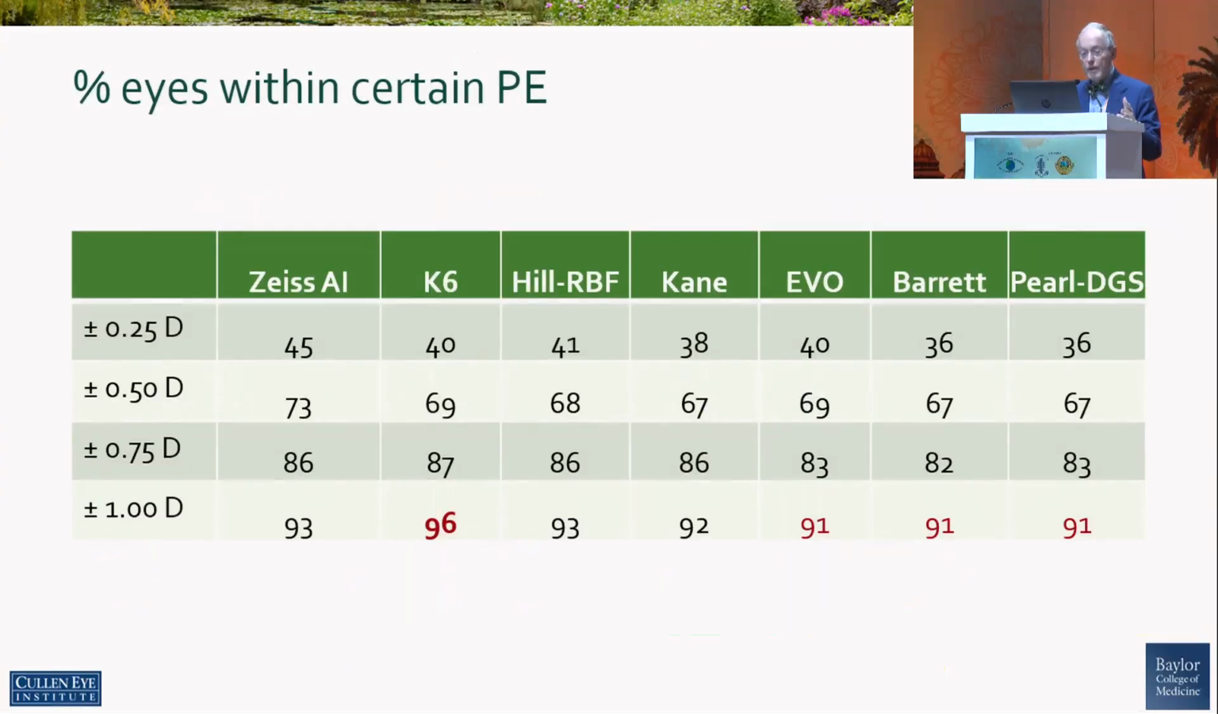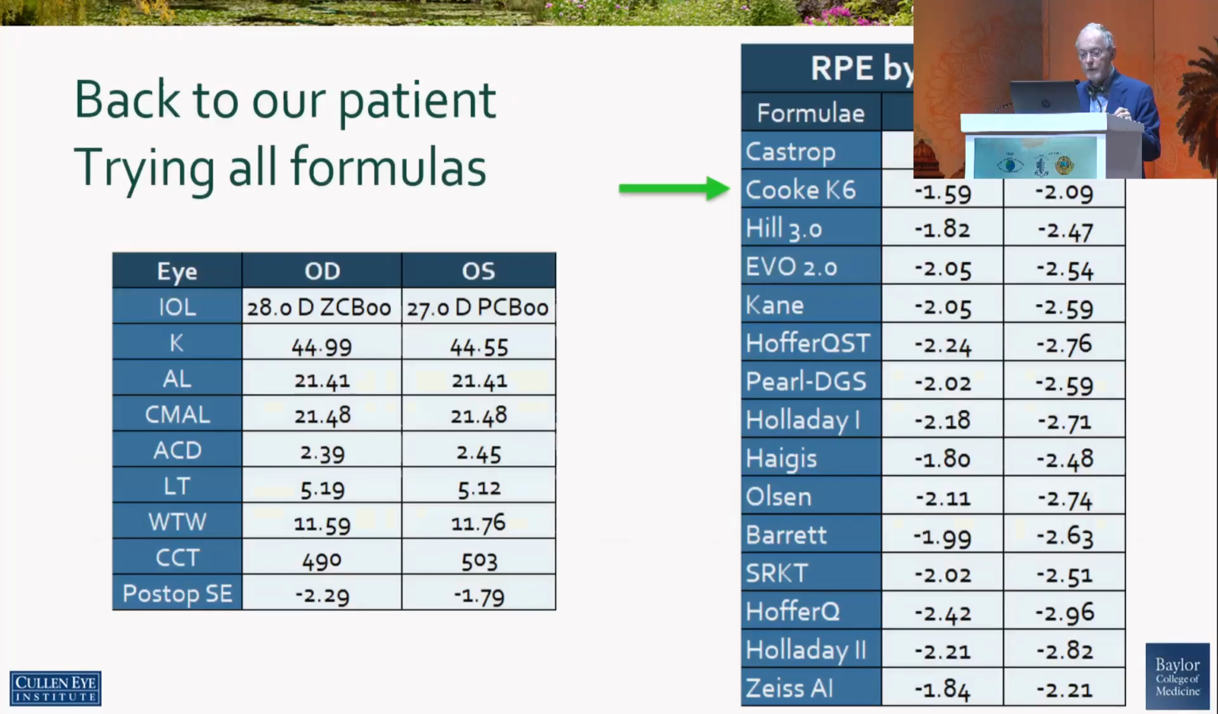If we look at the percentage of eyes in these short eyes again, within a half diopter, the Zeiss AI was 73%, but every other one, including the Hill RBF, the Barrett, and so on, were under 70% within a half diopter. So if you've got a short eye patient, you have to tell them they've got probably a 4 out of 10 or a 3 out of 10 chance of not being accurate.